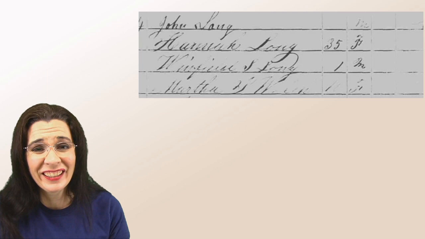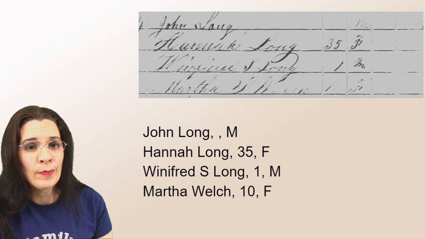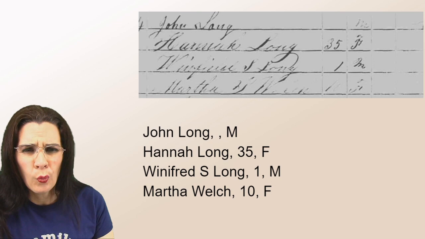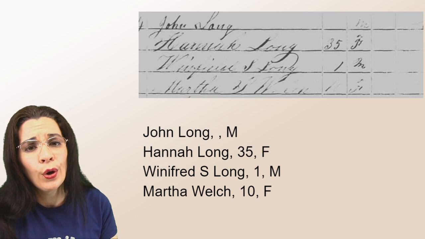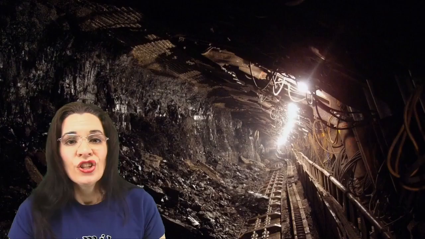And in 1850, his household looks like this. So he has himself, his wife, a son, and a Martha Welch. But there's a couple of problems. Number one, I don't know who Martha Welch is. And number two, he has a son, William Lester Long, who is about 1 or 2 years old and not in this list.